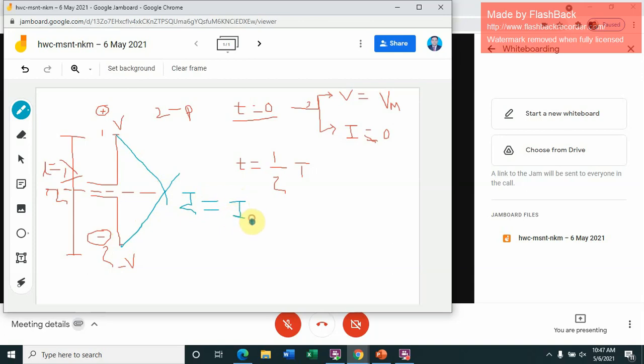The value of the current I is equal to I max, and the value of the voltage V is equal to 0. Okay, means for this case the current is a maximum and the voltage is 0. Then what happens for that instant here?